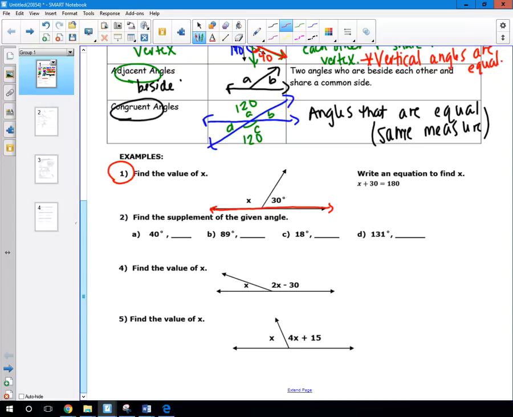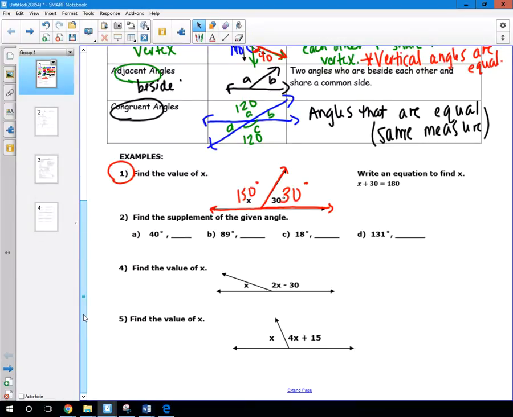180 degrees, which means these 2 angles are supplementary. So if I know that this angle is 30, can I work backwards to find angle x? Yes, I can do 180 minus 30, and I know that that's 150. Okay?